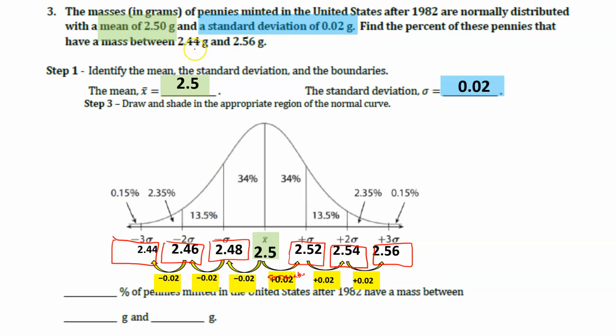Go ahead and circle 2.44 and 2.56. That would be here and here. What are the masses in between? Well, it'd be all of these, right? So we're going to take a moment and add all these percents up. And hopefully you paused and did that. That would be about 99.7% that are minted between the masses of 2.44 and 2.56.